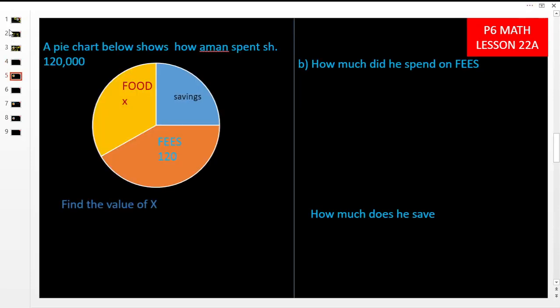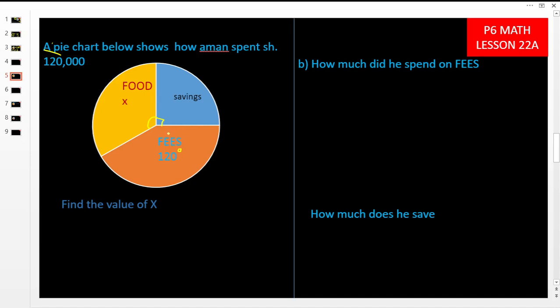Okay, so let us look at this other one. They are telling us that a pie chart below shows how a man spent 120,000 shillings. So this pie chart is showing us how this man spent his 120,000 shillings. Here he spent 120, then automatically this one is not given, and this is X, right?